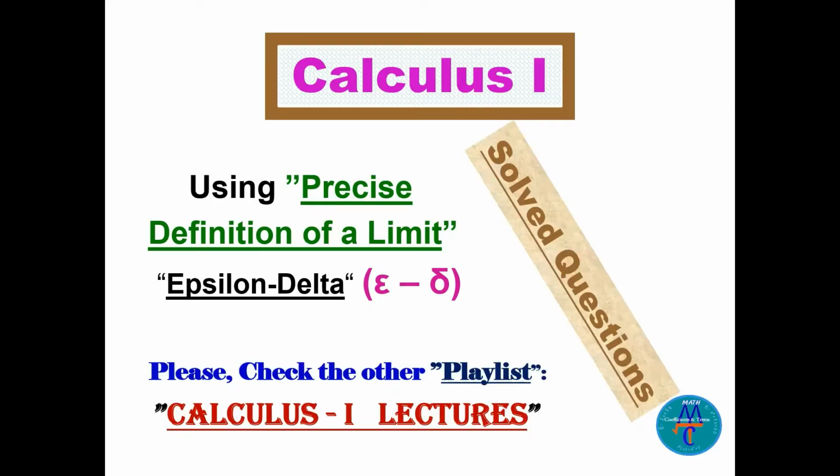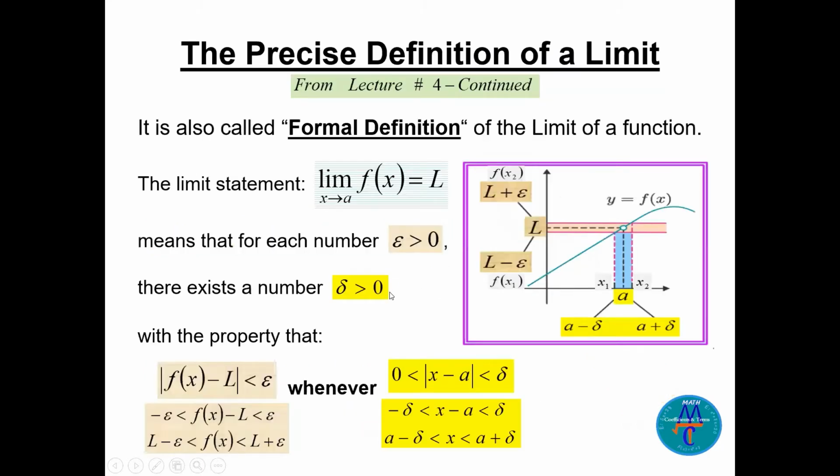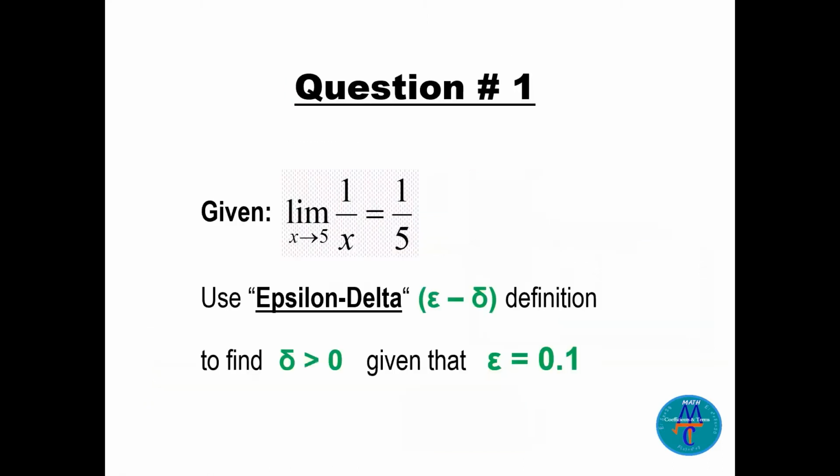This is Calculus 1 solved questions using the precise definition of a limit, epsilon delta. This is only to remind you that given epsilon around L, the limit of the function as x goes to a, then we have to find a delta positive number around a. So you can see lecture number 4 continued.